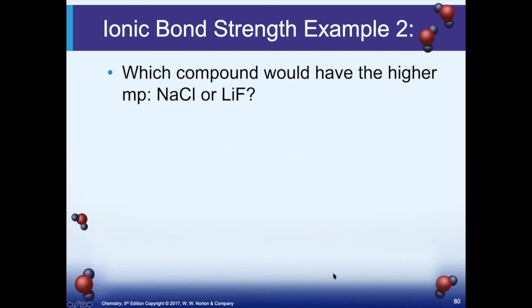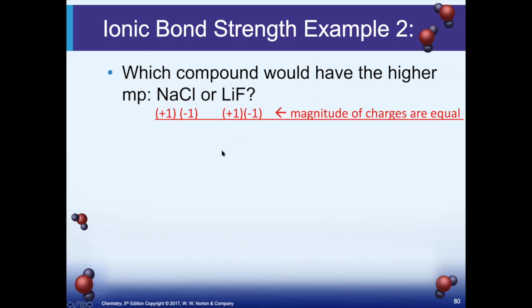Okay, so let's look at this next example here. In this one, we are told to compare or predict the melting point of sodium chloride versus lithium fluoride. So once again, we can look at the magnitude of charge. Well, we know that sodium is +1, chloride's -1, but lithium is also +1 and fluoride is also -1. So charge is not going to be a factor in this particular example. All right. So what we want to do is look at our periodic table and look at size. Okay, that's going to be the determining factor in this one. So the ion size.